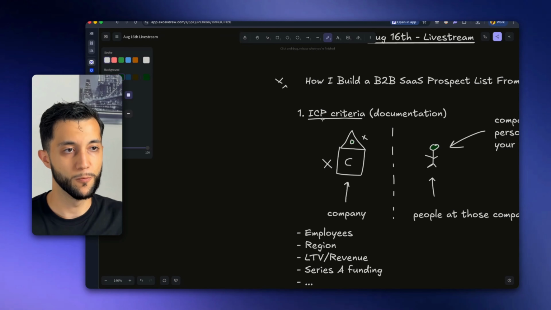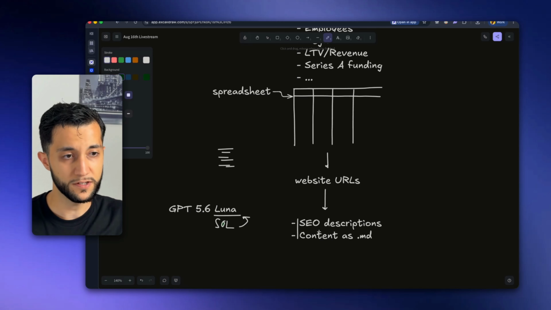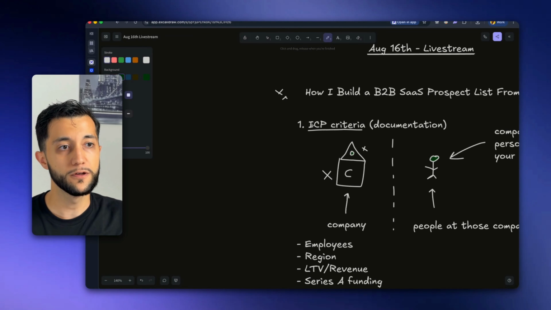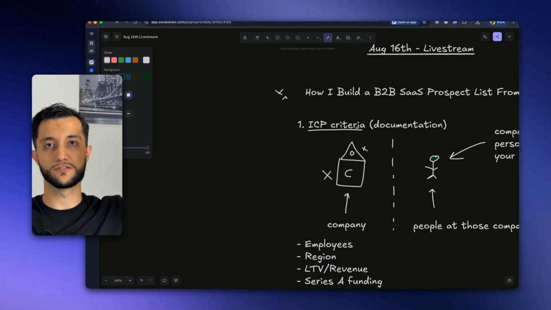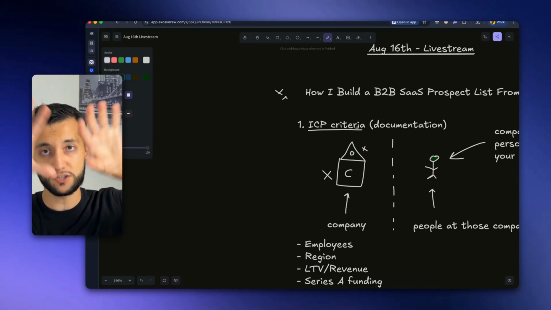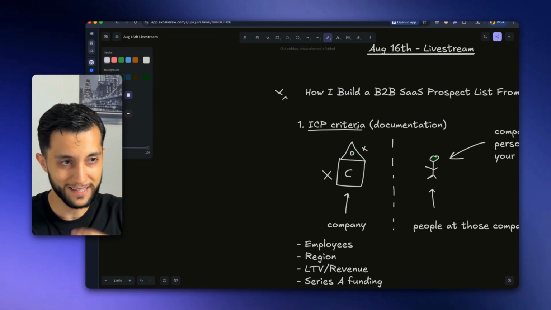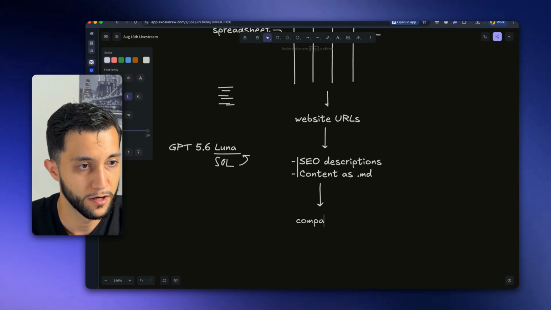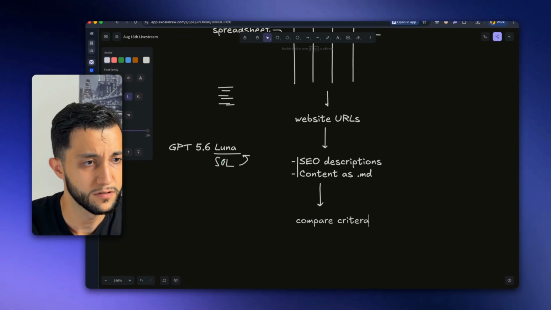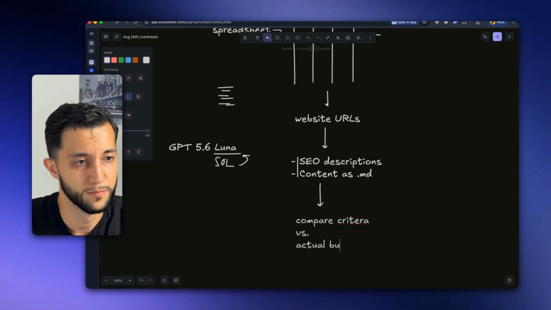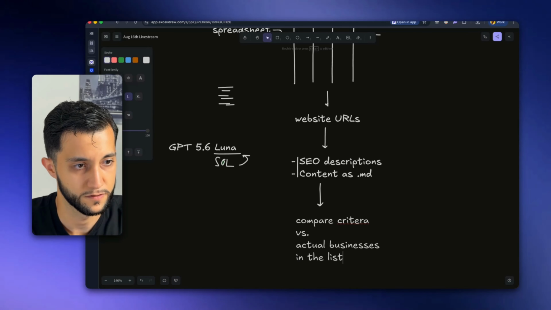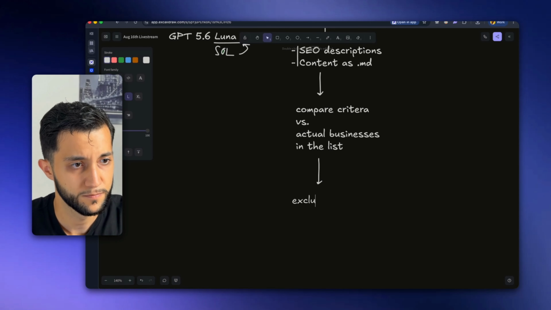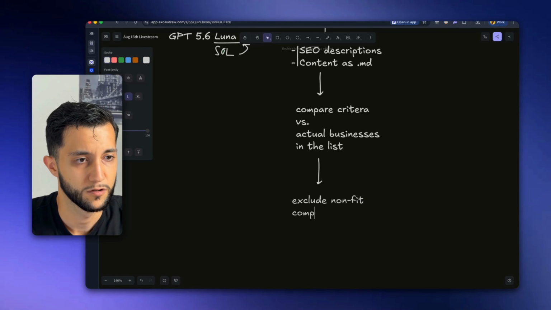So we're going to compare again the contents, the actual profiles of these different companies, with the ICP criteria to see if there's a match. Whenever there's not a match, we'll exclude them. This will get us a super accurate comparison of criteria versus actual businesses in the list. As soon as we have that, we're going to exclude non-fit companies.